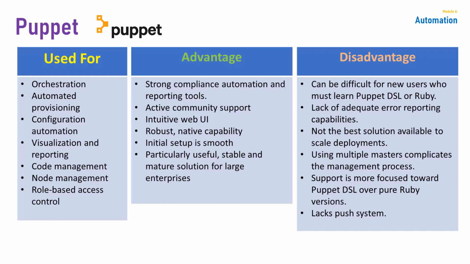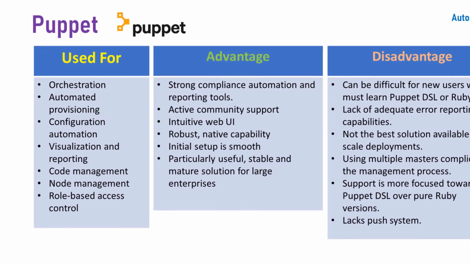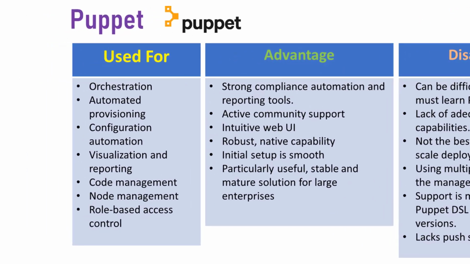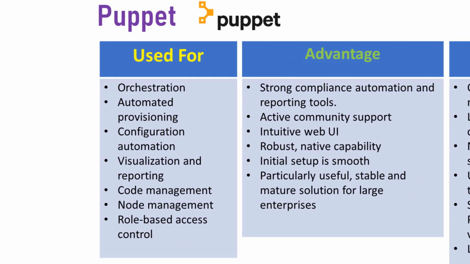Puppet works with many different vendors and is one of the more commonly used tools for automation. Puppet can be used during the entire life cycle of a device, including initial deployment, configuration management, and repurposing and removing devices in the network. Puppet is typically used for the following: orchestration, automated provisioning, configuration automation, visualization and reporting, code management, node management, and role-based access control.